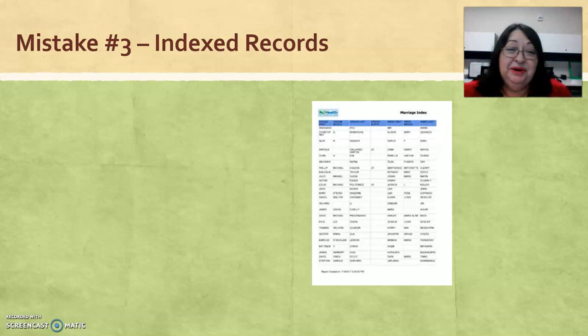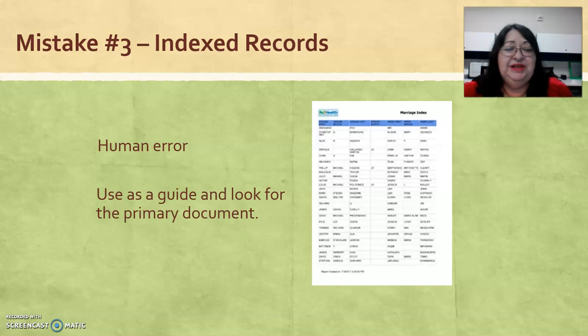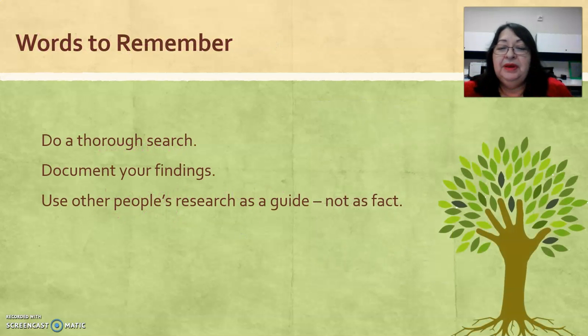Well, it can because we're human and we can make mistakes. They're looking at documents and they're recording this. Your eyes get tired. Yes, you may transcribe something incorrectly, or you're reading the wrong line. So human error can play a part in this, but use it as a guide and look for that primary document. Just because they have it there doesn't mean you can't find it. Like I said, use it as a guide to help you find that document.